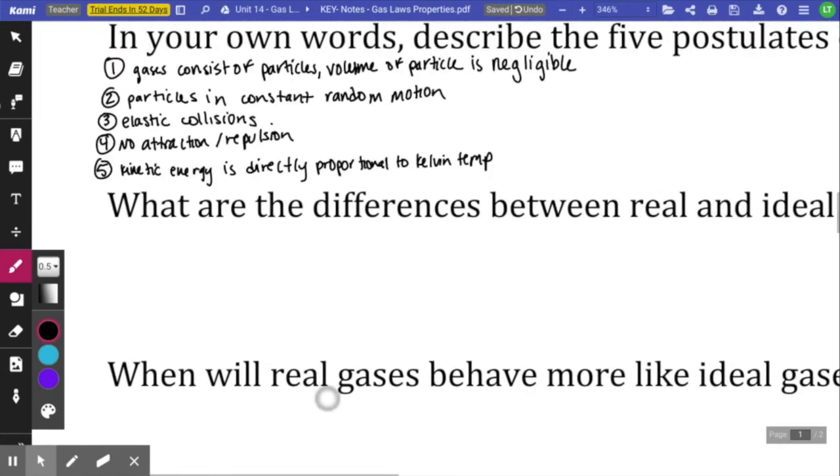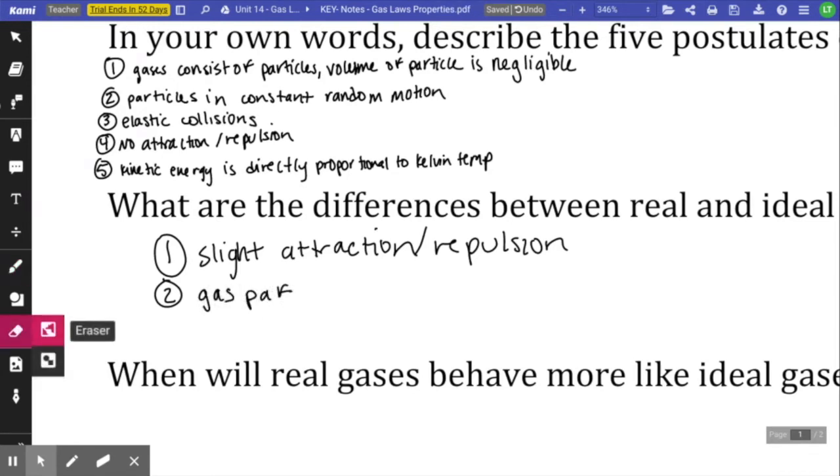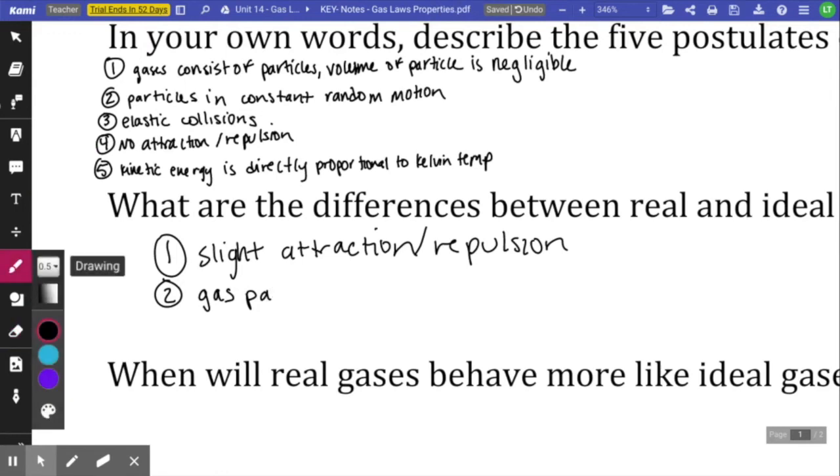So real gases, number 1, have slight attraction and repulsion. It's not a lot, but they do. Number 2, our gas particles do have volume. They do take up space, and it does have effects that make it so gases don't always behave the way they should. We can consider it negligible, but they do have volume.